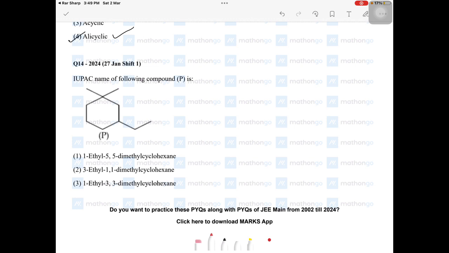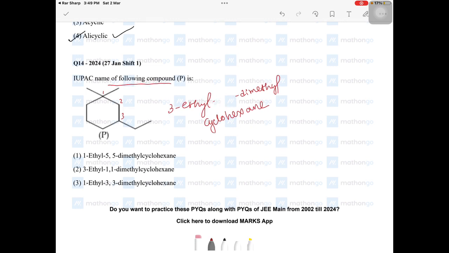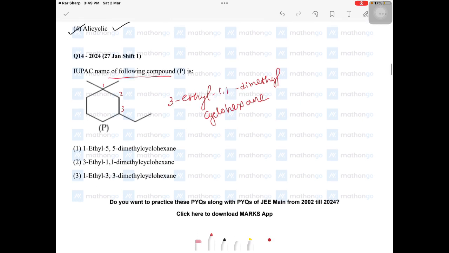Now IUPAC name of the following compound. 1, 2, 3. At third carbon ethyl group, 3 ethyl 2, 2 dimethyl cyclohexane. Instead, 3 ethyl 1, 1 dimethyl cyclohexane, first carbon, right? 1, 1 dimethyl cyclohexane. Option 2 is correct.